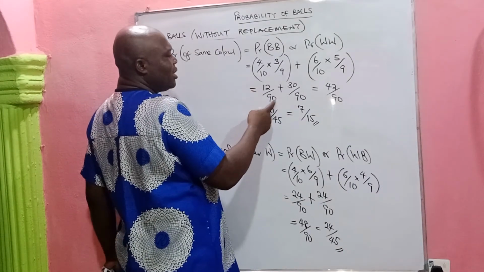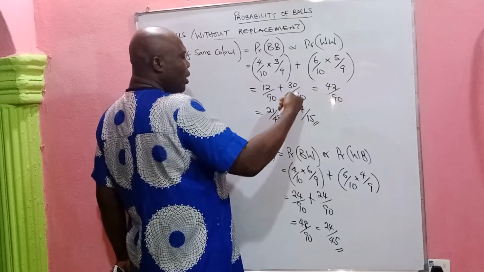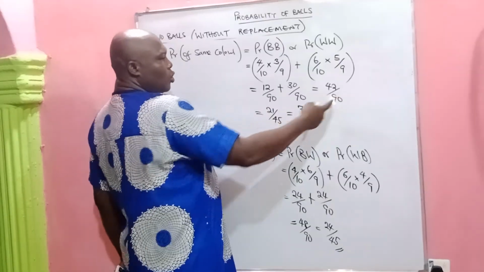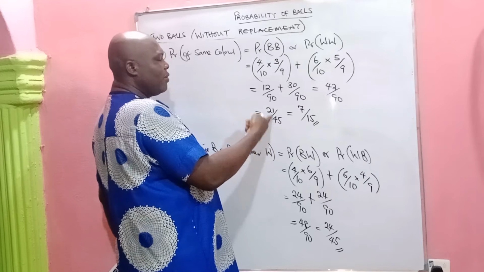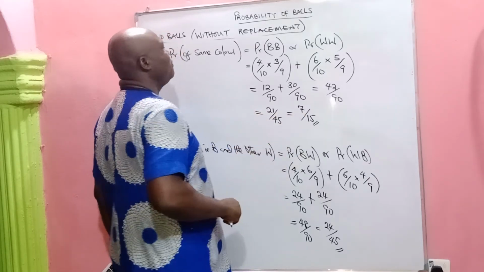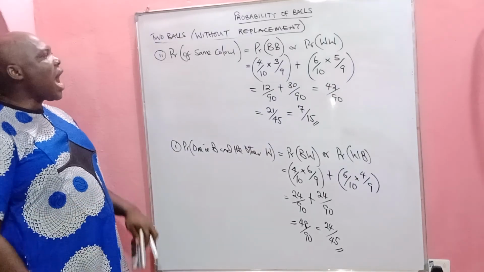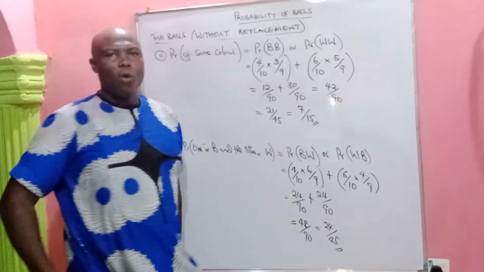12 over 90 plus 30 over 90 will give us 42 over 90. So 2 into 42, that's 21. 2 into 90, that's 45. 3 into 21, that's 7. 3 into 45, that's 15. It therefore means that the probability that the two balls picked are of same color will be 7 over 15.